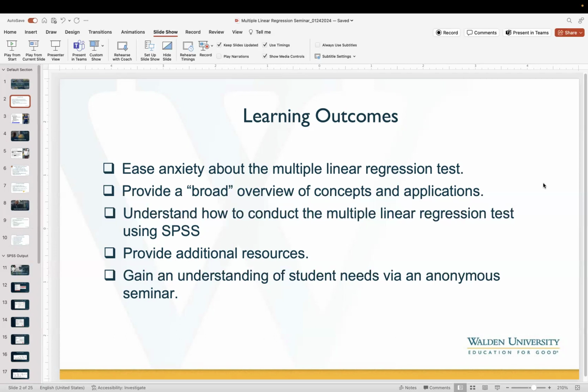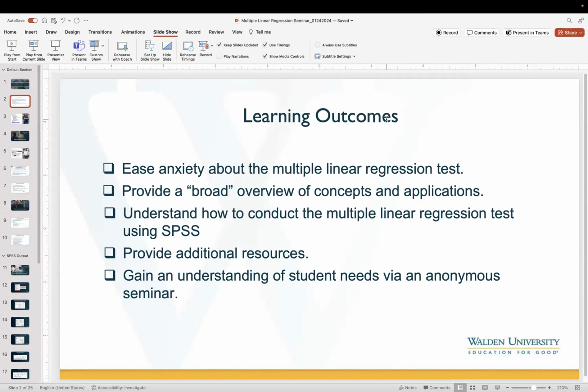But I want to ease your anxiety about multiple regression, and statistical concepts in general. Ease your anxiety when you hear the term, when you see the term, or perhaps you're asked to perform or conduct a multiple linear regression test, that there's minimum anxiety and you have some kind of idea of what it is that you are going to do, okay?